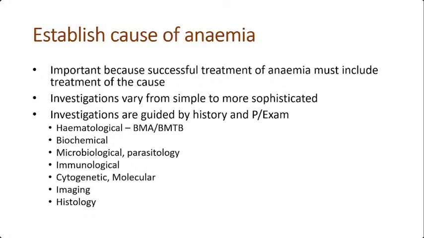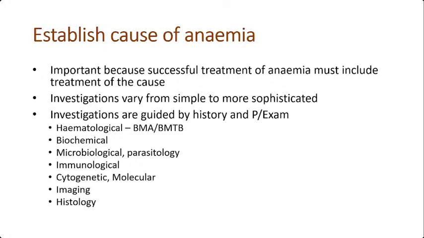If I find that there is an anemia, which I think might be due to chronic disease, I need to identify what is that chronic disease. The investigations, therefore, here may be simple to more sophisticated. These will be very much guided by your history, your physical exam, and your hematological investigations. You may need to do bone marrow examination, biochemical tests, microbiological or parasitological tests.